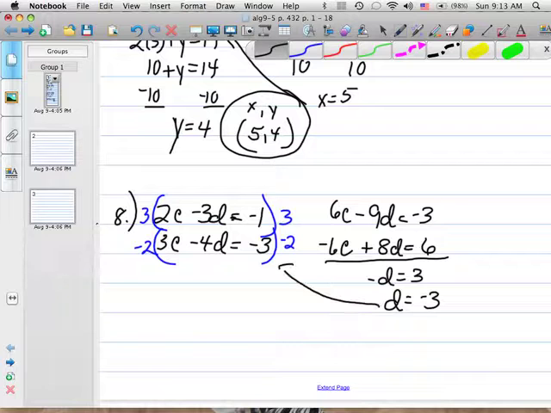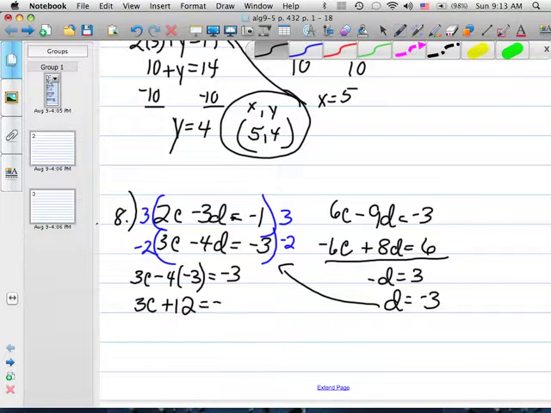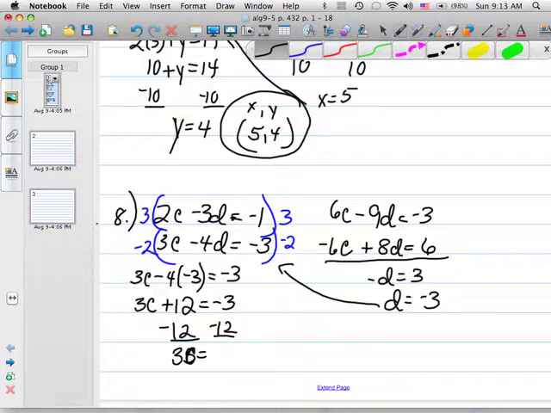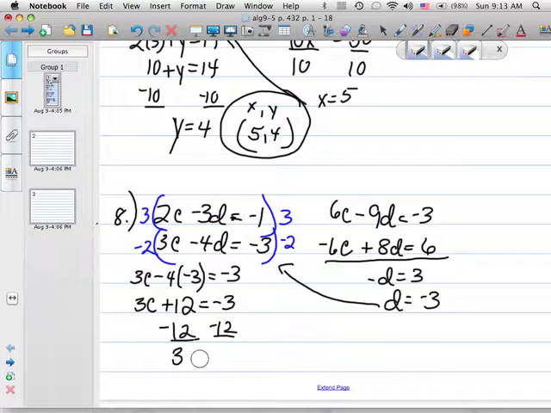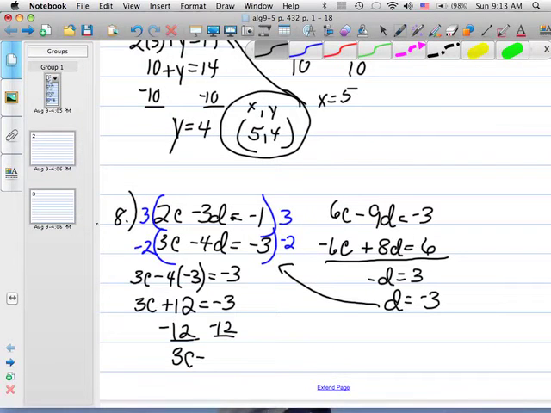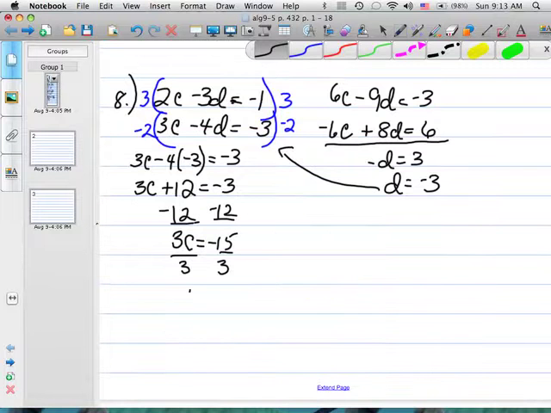And then plugging that back in, I'll just use the bottom. 3c minus 4 times negative 3 equals negative 3. So 3c plus 12 equals negative 3. Subtract 12. I get 3c equals negative 15, divide by 3, and c equals negative 5. So my ordered pair is CD, which is negative 5 and negative 3.